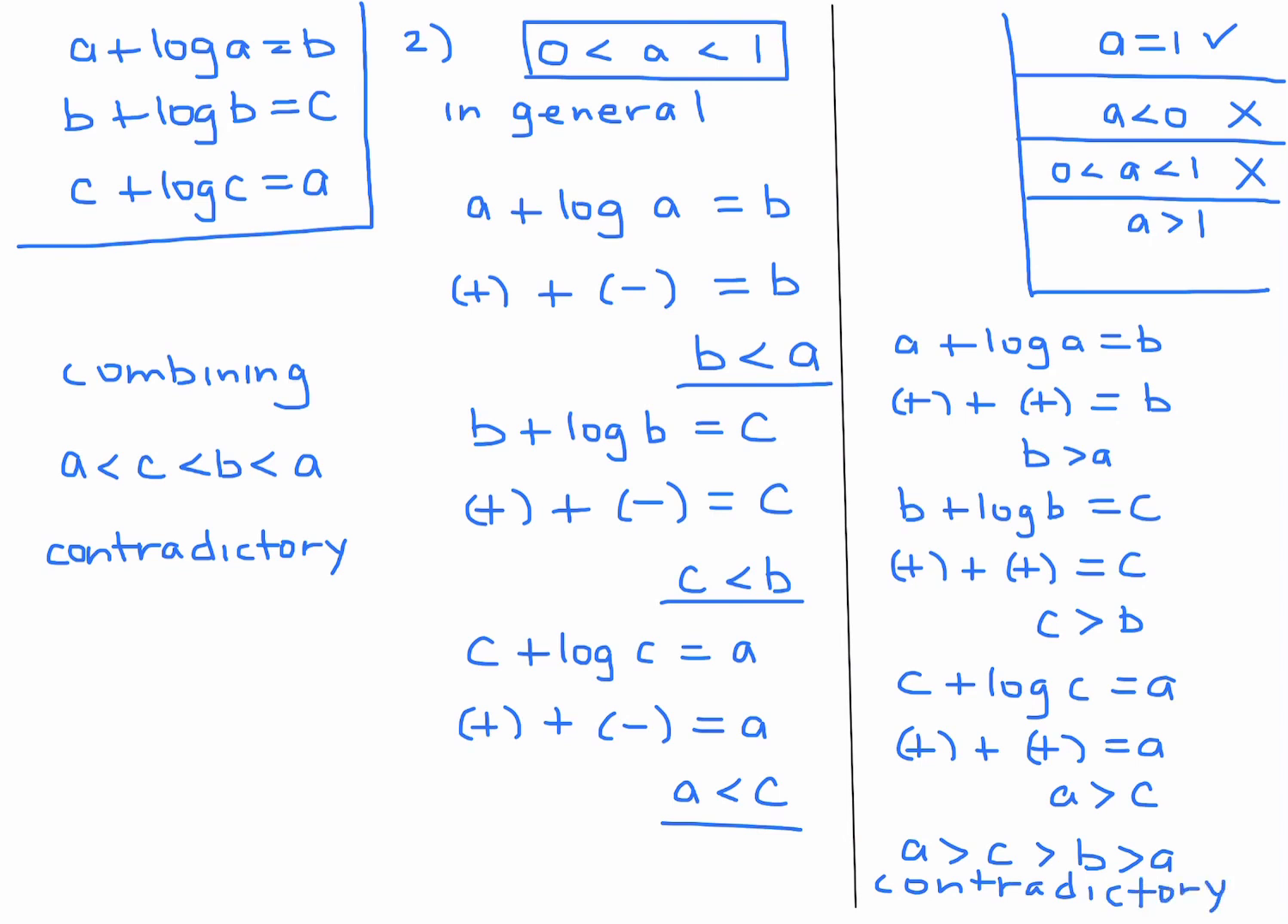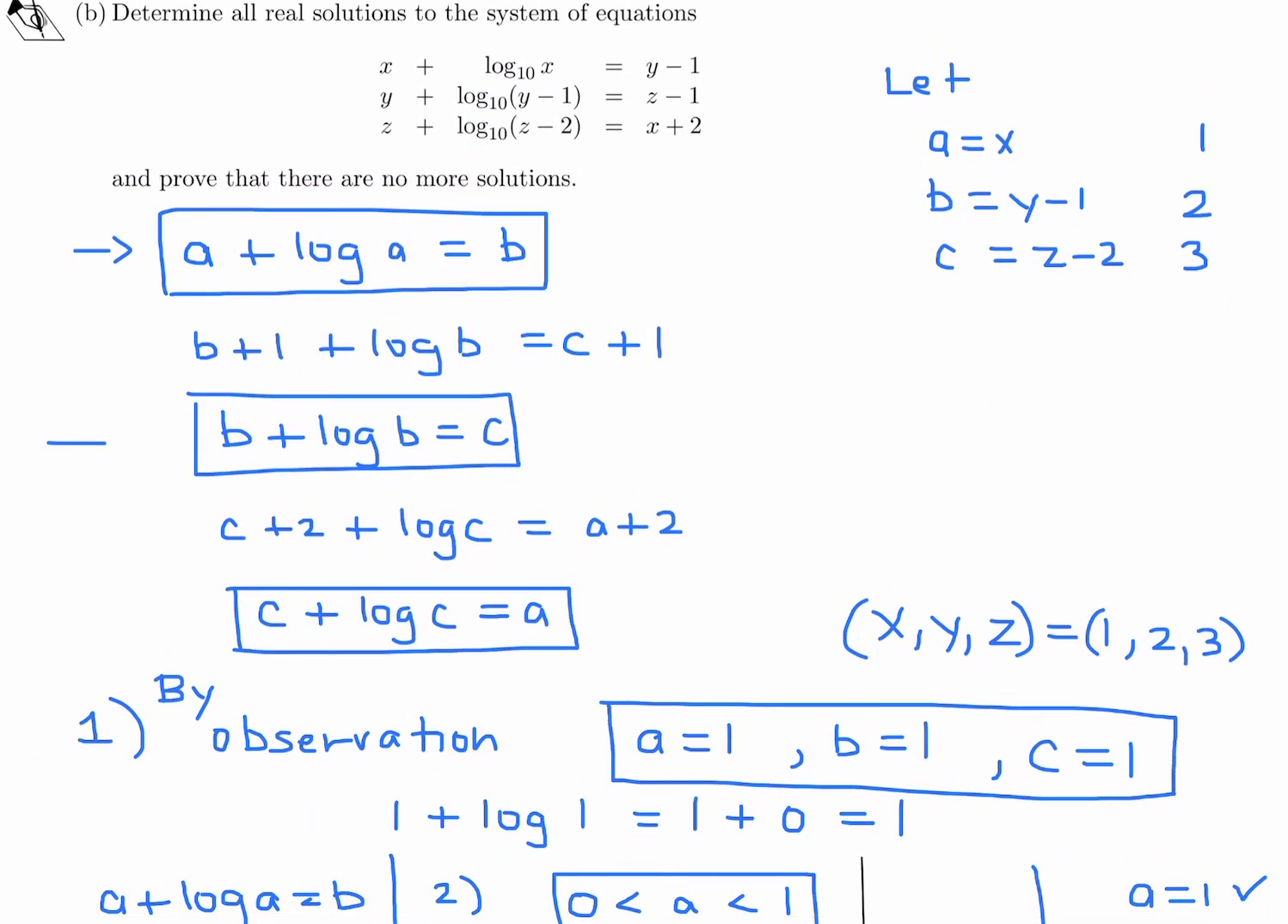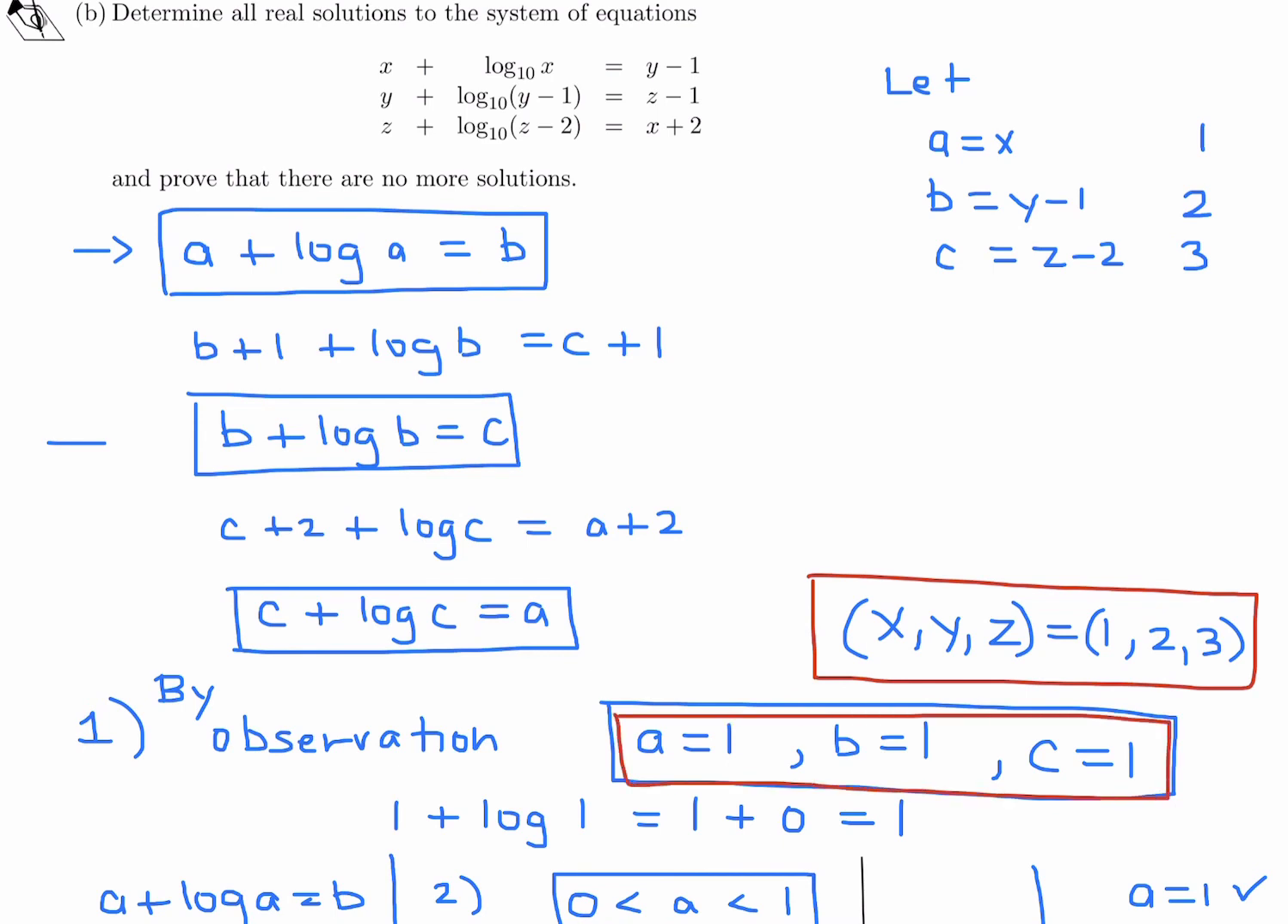And because it's a contradiction, that means a greater than 1 cannot be true. So we have eliminated everything. The only one that worked was when a is equal to 1. So therefore, the solution to this question is only the one we figured out just by observation, which is right here. x, y, z is 1, 2, 3, which I got from a, b, and c all being equal to 1.